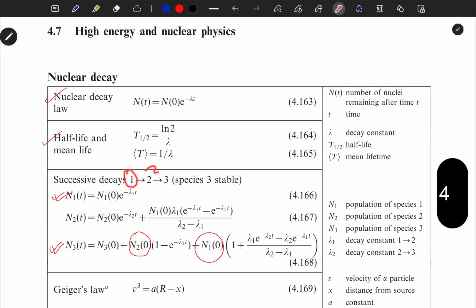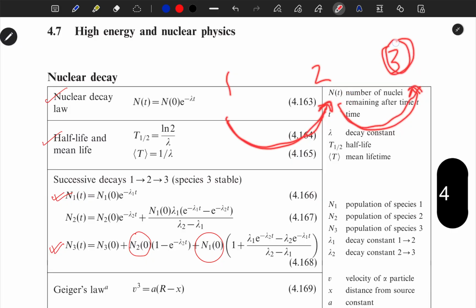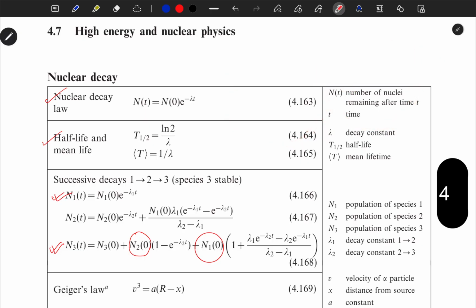Successive decay from 1 to 2 to 3. The first one follows the same formula as this decay law, so N1 equals N10 e^(−λt). But for the second one, let's say particles A, first, second, third, the first particle will decay to the second, and the second will decay to the third. So the second will constantly increase, and again it will decrease. The third particle will constantly go up, but the second will come and again lose some particles. So N2 will be N20 e^(−λ2 t).